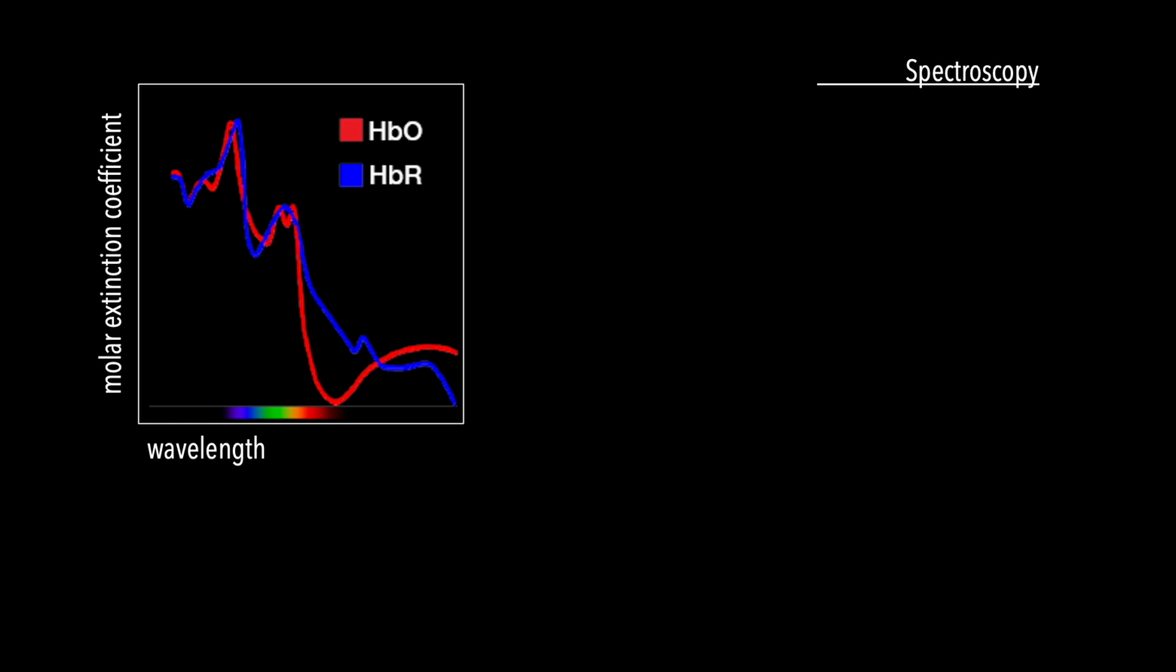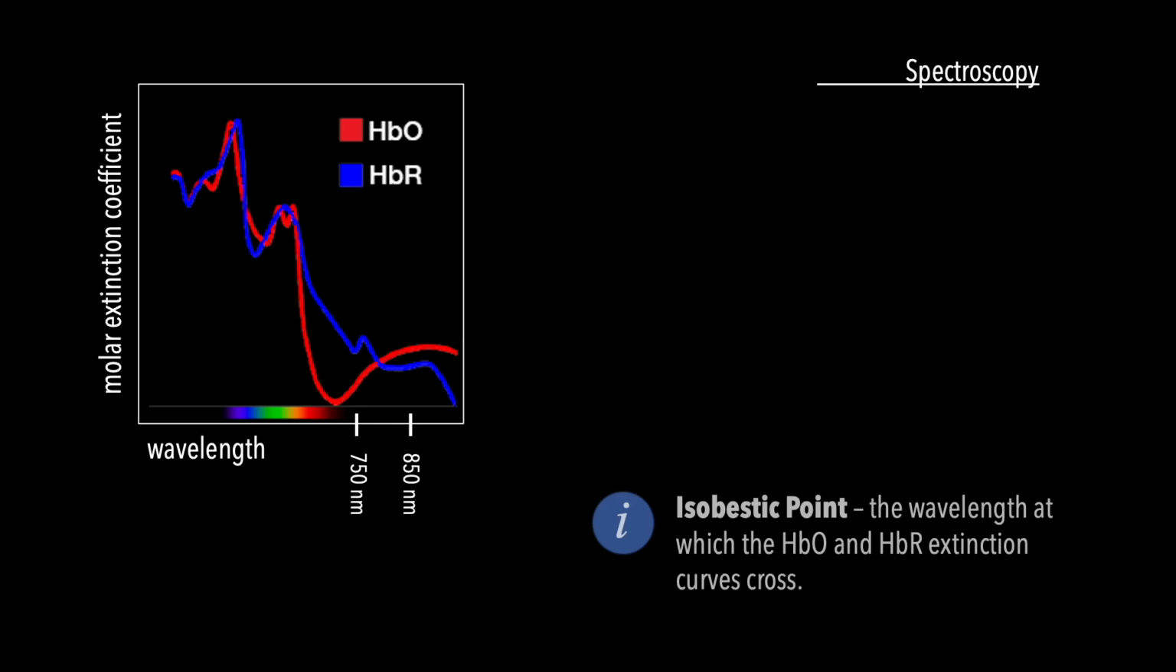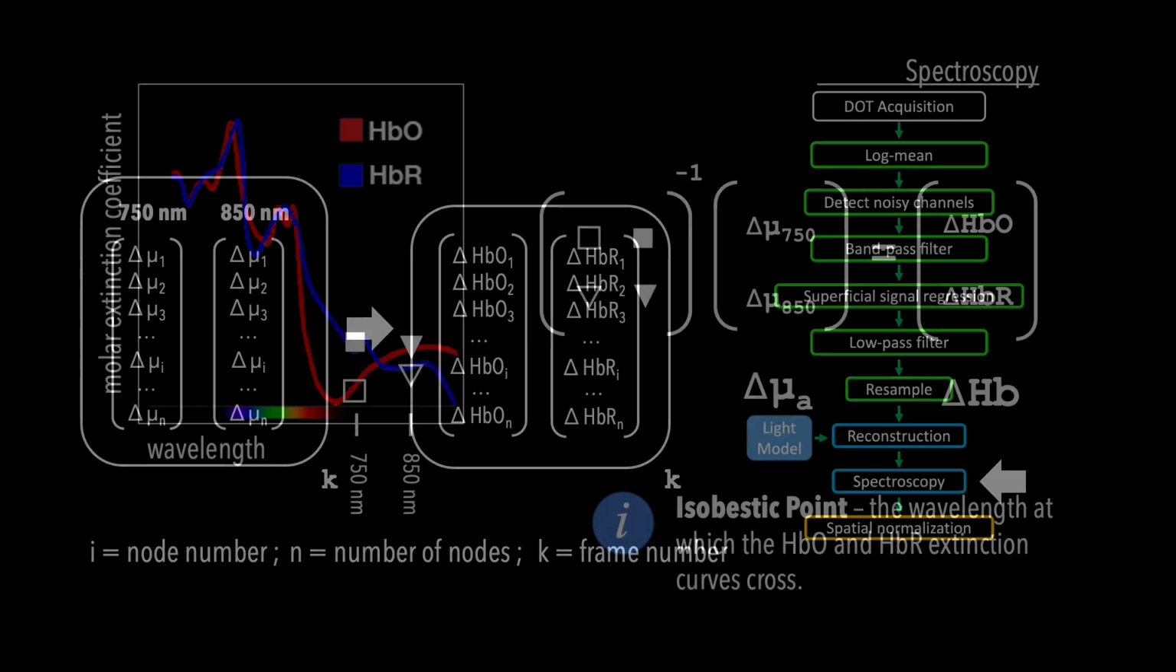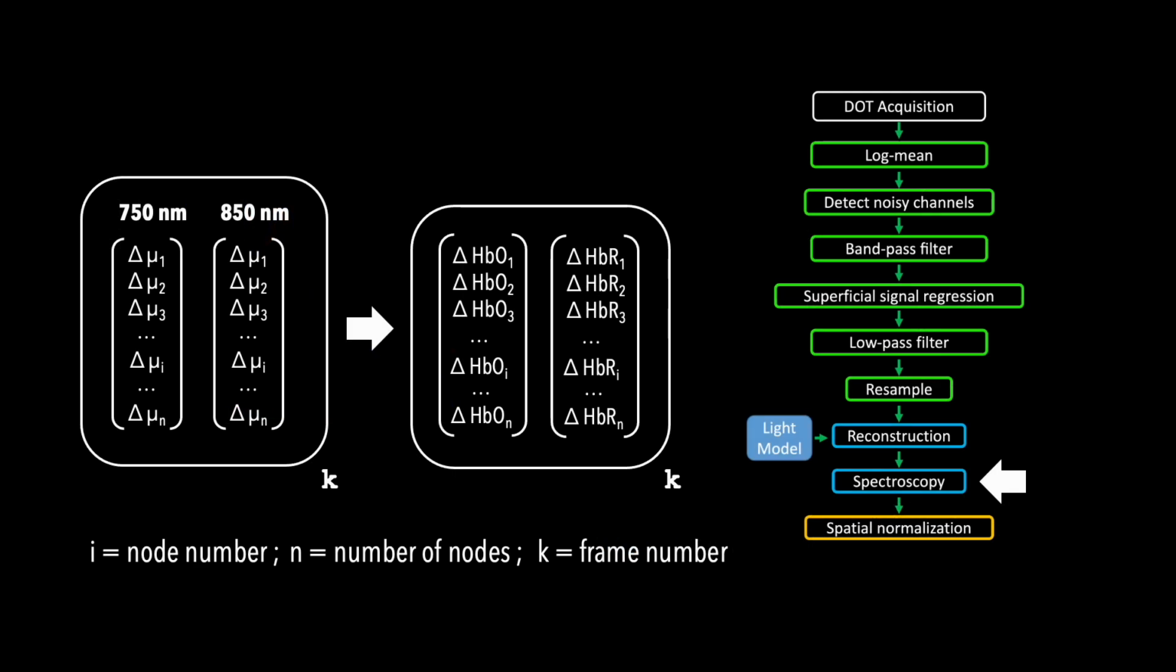The problem is most accurately solved by choosing wavelengths that straddle the isosbestic point. The molar extinction coefficients at these wavelengths are available in standard resources, and the relation of interest obtained by inverting a 2x2 matrix. Thus, spectroscopy converts two volumetric maps of light absorption into volumetric maps of concentrations of oxy and deoxyhemoglobin.